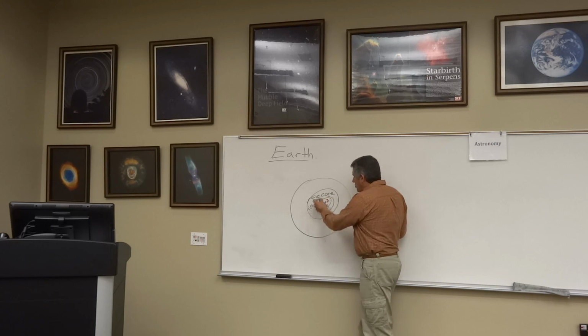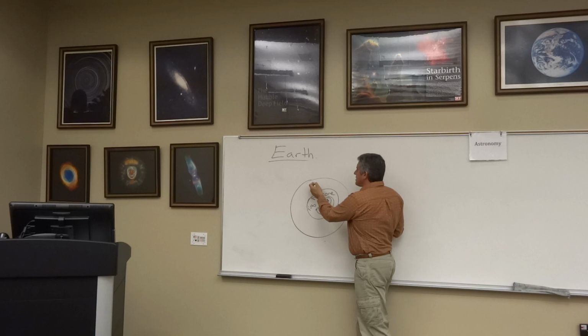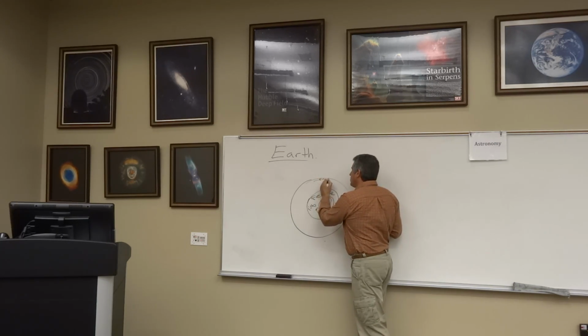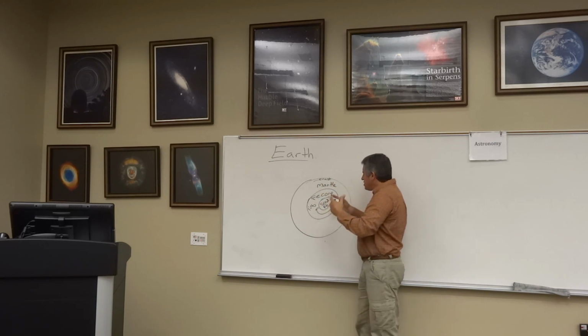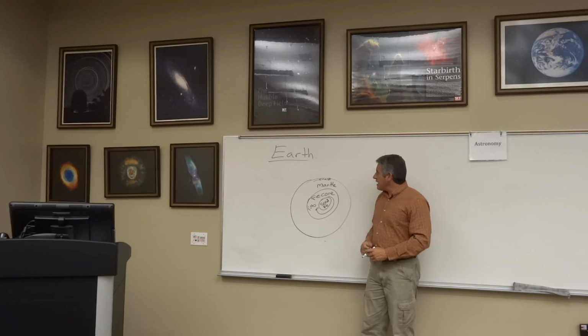So the liquid iron core is circulating around. We've got this cooling from the outside molten ball. It begins to form a crust. In between, we've got a mantle. So we've got a crust, a mantle, and a core. This giant liquid outer core, this solid inner core rotating around.